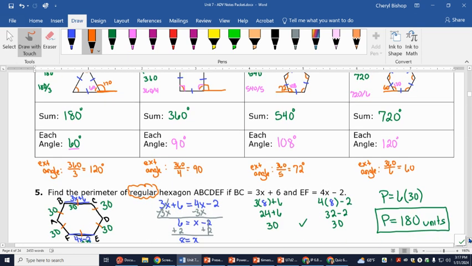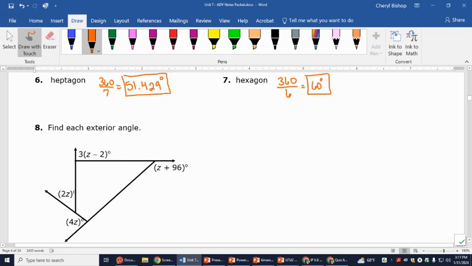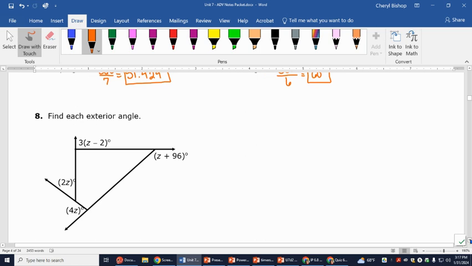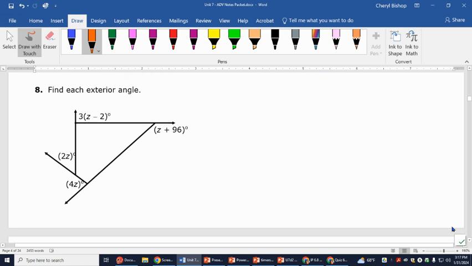Okay, how can we apply this information? Let's look at number 8. Number 8 says to find each exterior angle. So I don't care how many sides I have. I can count them: 1, 2, 3, 4. I've got 4 sides, but I don't care. The exterior angle sum is always 360.